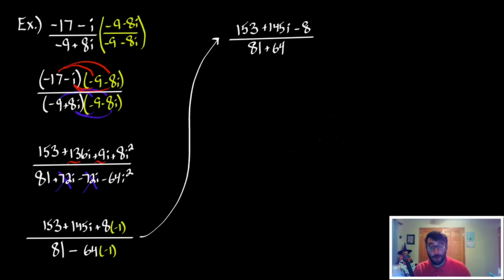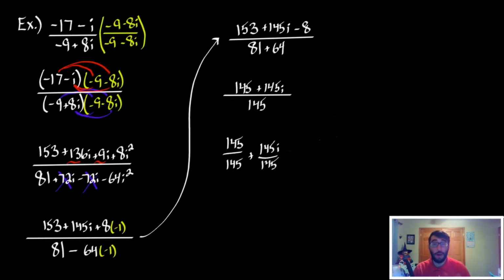So I'm going to multiply each of those terms by negative 1, as you see here. So this will become 153 plus 145i minus 8 over 81 now plus 64. So that's going to end up becoming 145 plus 145i all over 145. And remember, you're going to want to split that up and simplify if you can. And this one simplifies ever so nicely. This simplifies to 1 plus i. And that would end up being our final answer.